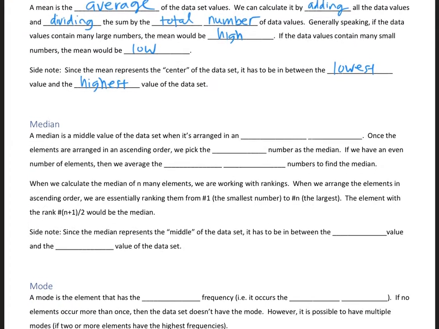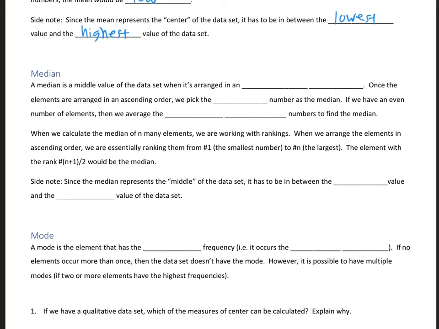All right, let's look at the median. The median is a single value, the middle value of the data set when it's arranged in increasing order. Once the elements are arranged in ascending order, we pick the middle. So the median is basically the middle number, the middle value.